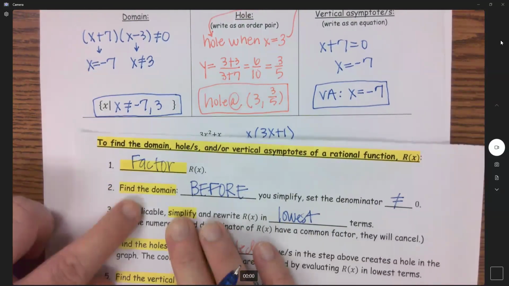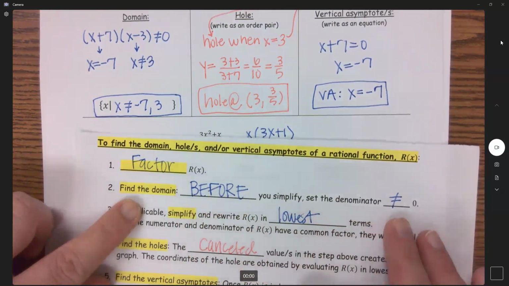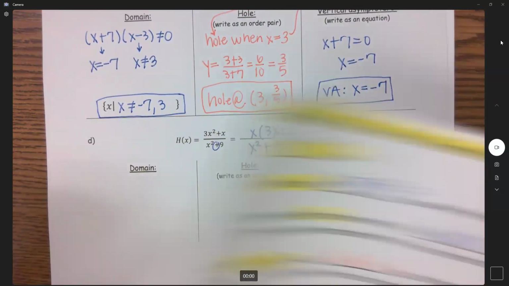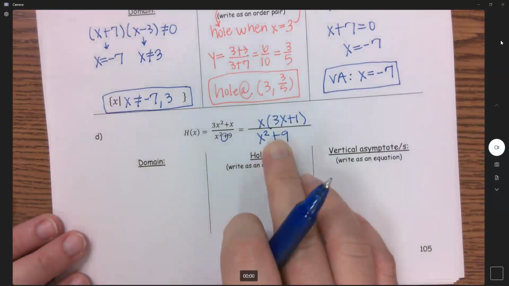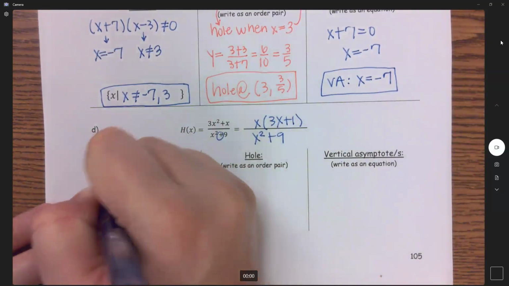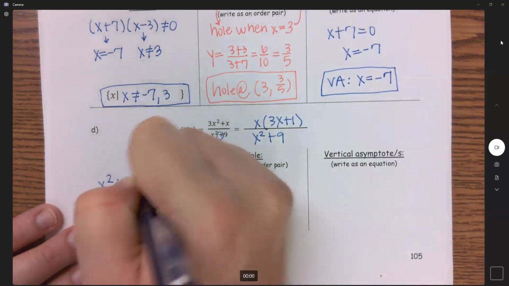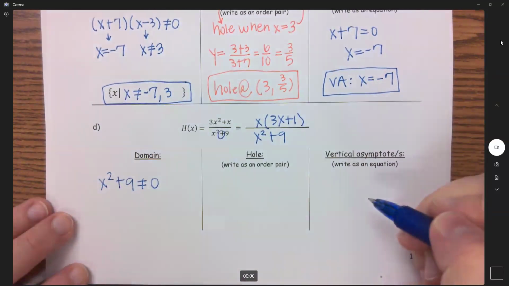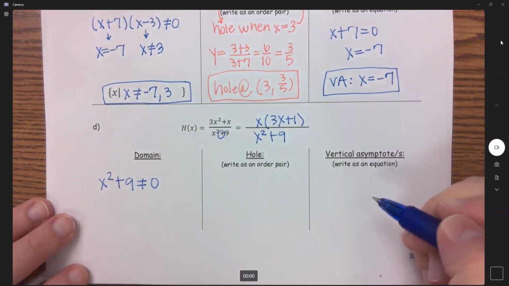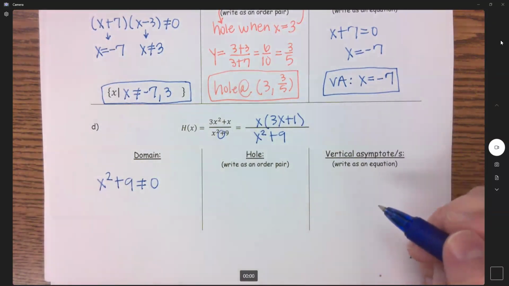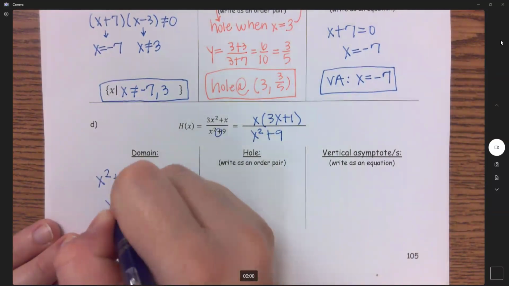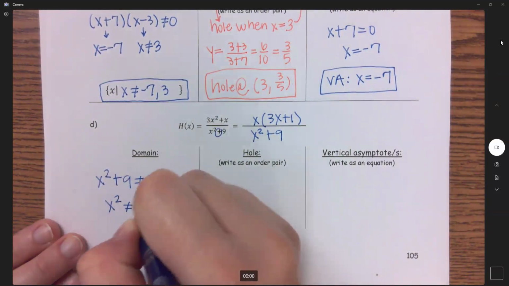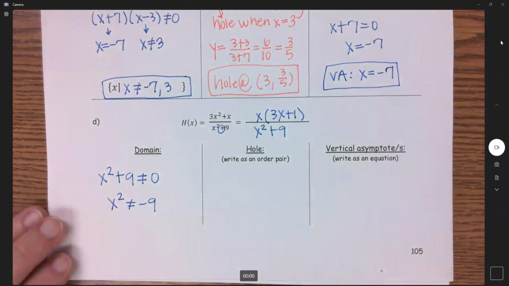We're going to find the domain. Before you simplify, set the denominator to not equal 0. So take the bottom, x squared plus 9, and this will not equal 0. So now solve. We're going to use the square root property here. Subtract your 9 over. We get x squared cannot equal -9.